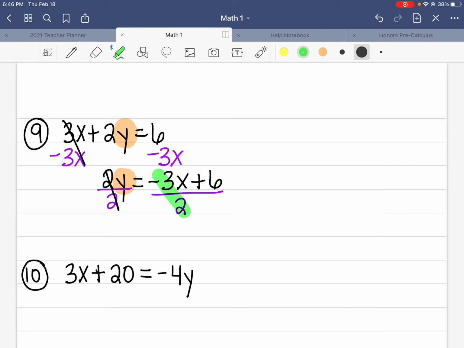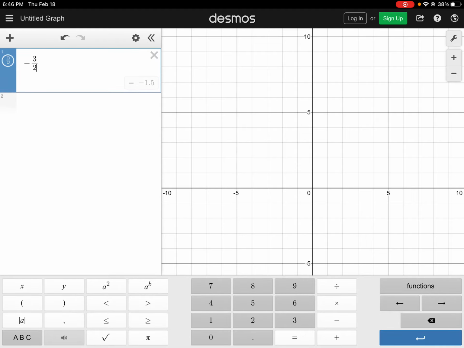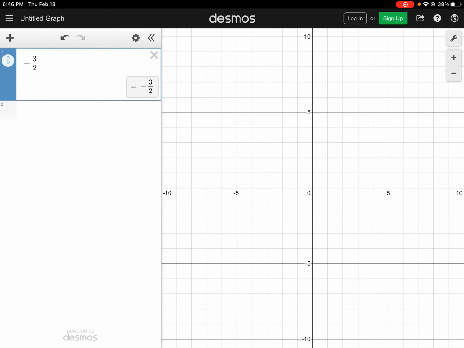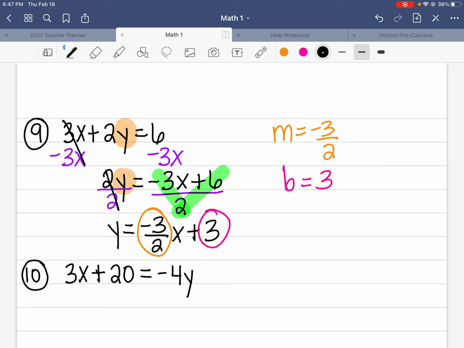So you're going to do negative 3 divided by 2, which is negative 3 over 2x. Again, go to Desmos and divide it out. Negative 3 divided by 2 gives you a decimal, and you can turn it back into a fraction, which is negative 3 over 2. And 6 divided by 2 is going to be positive 3. So my slope in this problem, m, equals negative 3 over 2. My y-intercept is positive 3. How do I know? Because I'm doing y equals mx plus b.